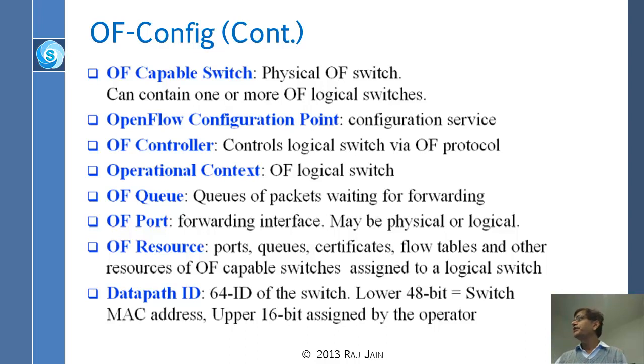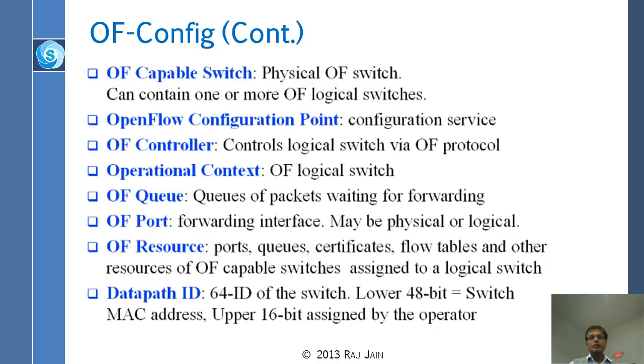This is for security. Flow tables. We already talked about the flow tables. These are where the entries are. And other resources of the OF-capable switches are assigned to a logical switch. Each switch has an ID called a 64-bit ID, where the 48 bits are the MAC address, and the 16 bits are assigned by the operator. So, if there is one switch and we are making it into 5 switches, then we will have just 5 numbers for the last 16 bits. So every logical switch will have an ID, which is called the data path ID.